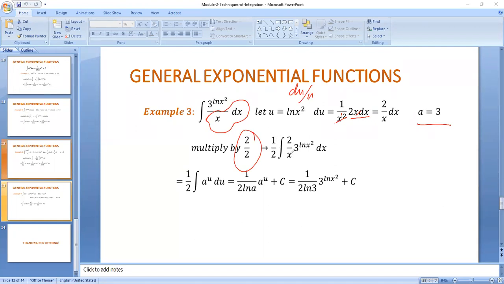And the 1/2 you don't need to place outside. So 1/2 a^u over ln of a, which is, of course, ln 3. Do you get it?